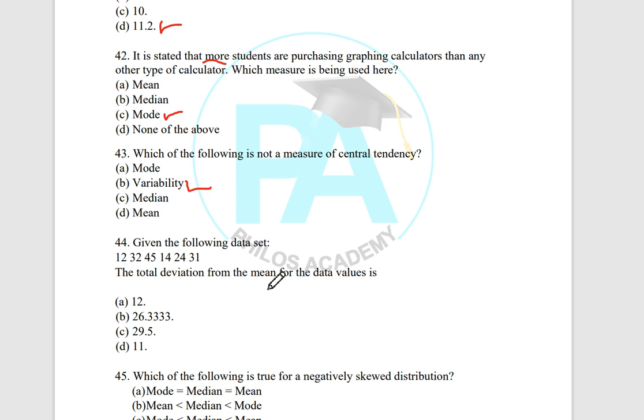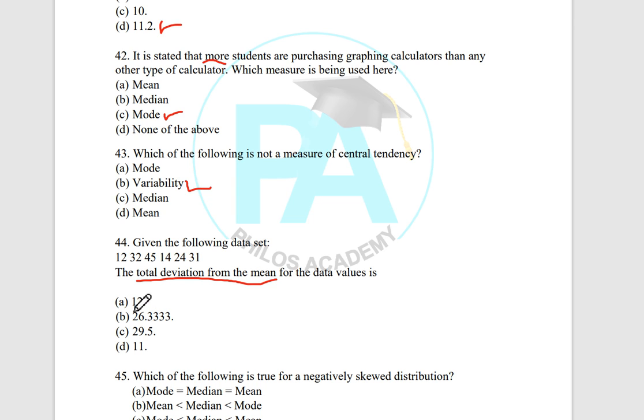Then question 44. Given the following data set: 12, 32, 45, 14, 24, and 31. What is the total deviation from the mean of the data values? Please don't waste your time when you see this type of question. Whenever you see a question asking for total deviation from the mean, the question didn't say mean deviation. No. The question didn't say standard deviation. No. The question didn't say variance. No. The question said total deviation from the mean. Whenever a question asks you for total deviation from the mean, the answer is always 0.